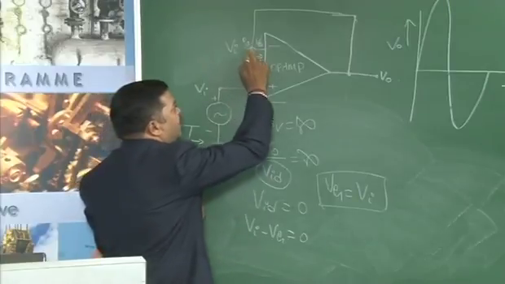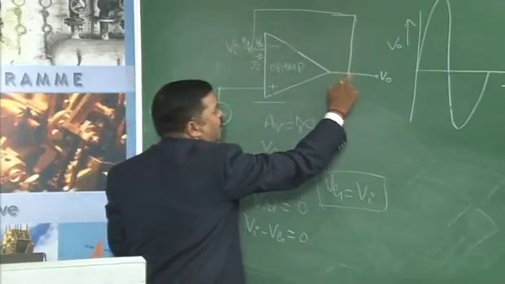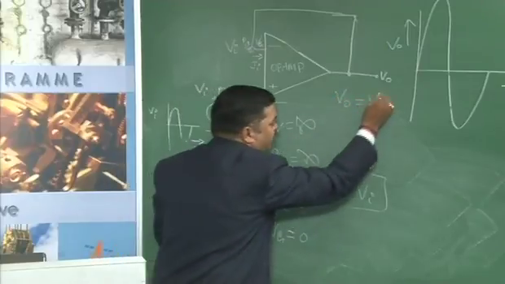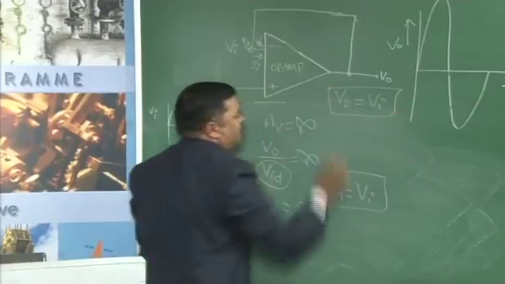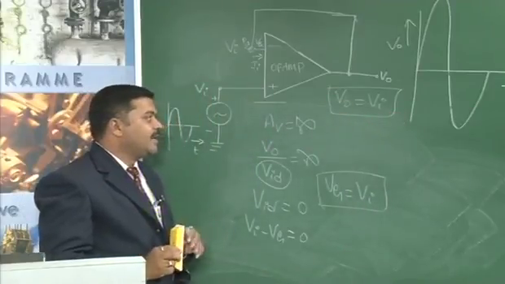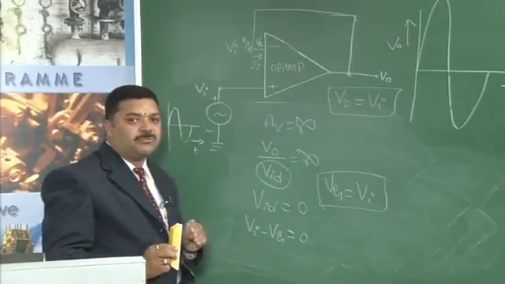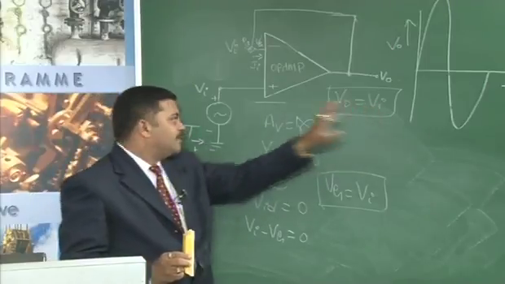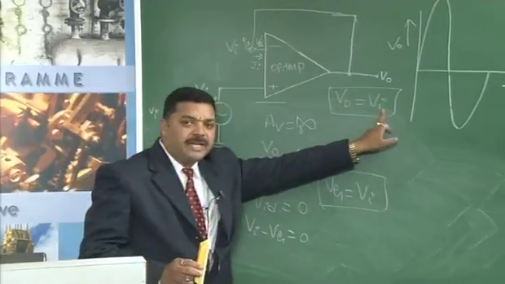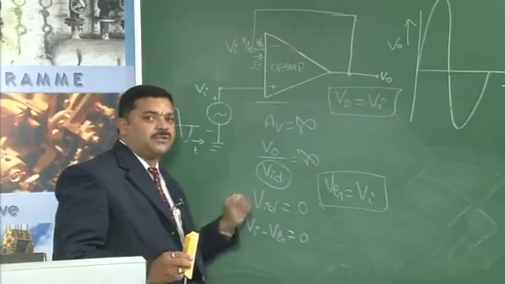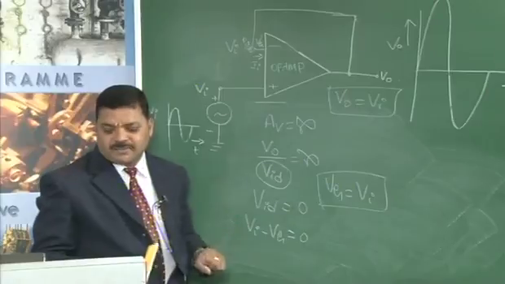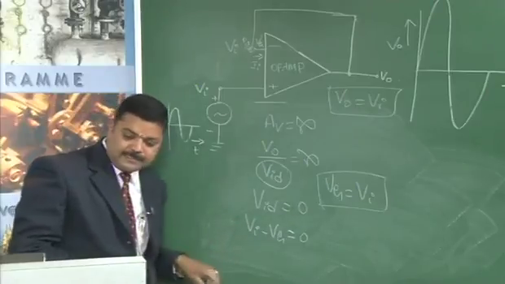Since we have shorted the input to the output, what is V naught? V naught is equal to Vi. So what is a voltage follower? A voltage follower is an op-amp circuit whose output follows the input voltage. We applied the input voltage as Vi and the output follows the input voltage Vi through the circuit analysis also. Therefore, this circuit works as a voltage follower circuit. That is the analysis.